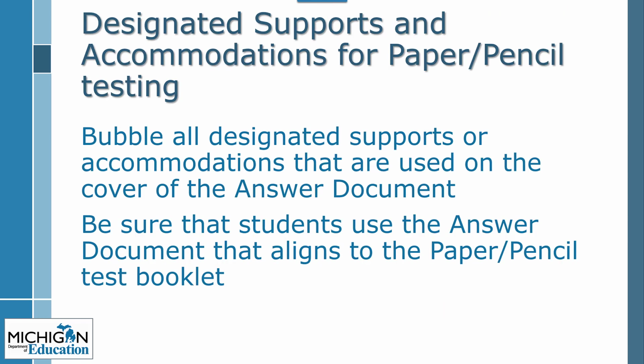For paper pencil testing, there are two important reminders. First, it is required that the assessment coordinator or test administrator complete the bubbles indicating which designated supports or accommodations the student used during testing. Second, when testing paper pencil, always use the answer document that aligns to the test booklet. For students using accommodated versions of the test, such as Braille, the correct answer document is included in the Braille kit. Use the answer document that comes in the kit to avoid any errors.